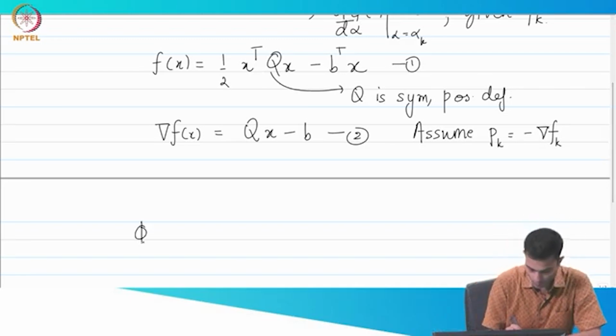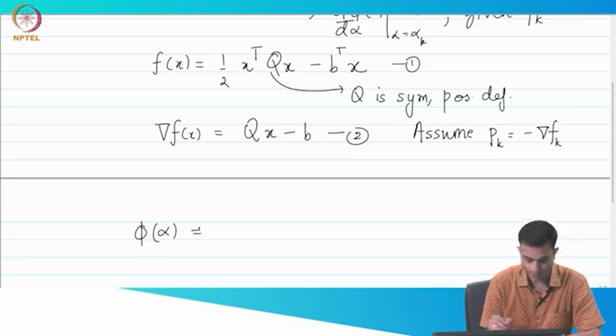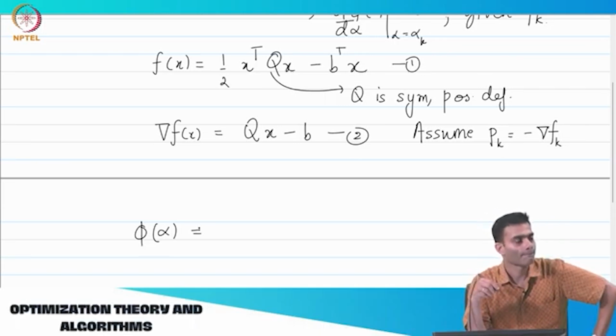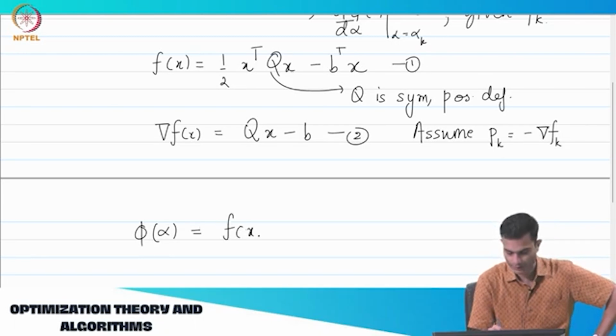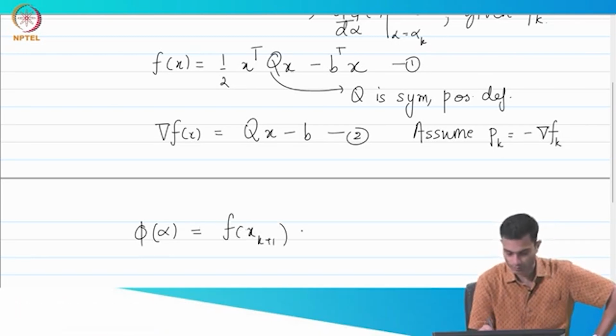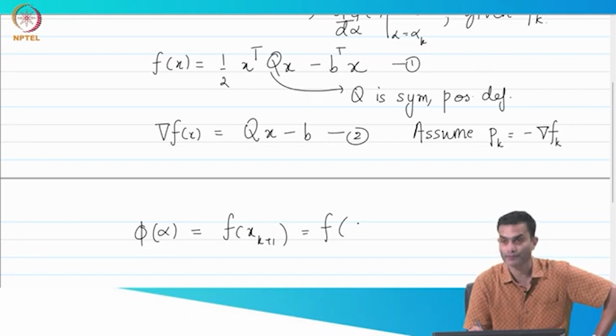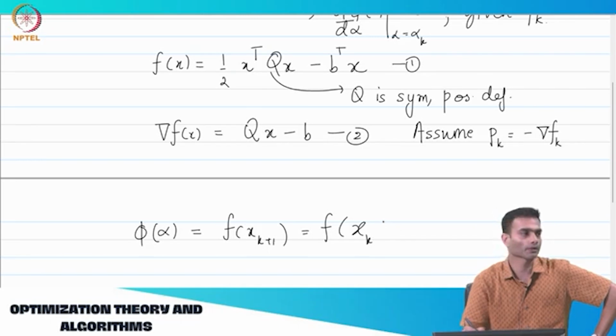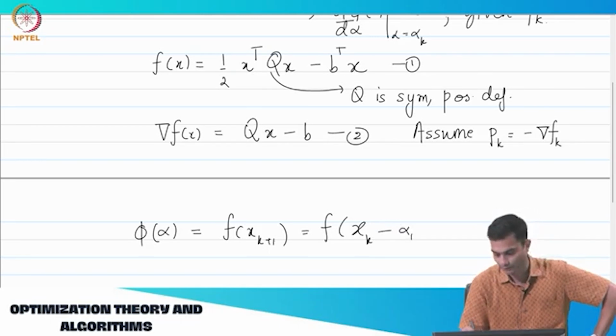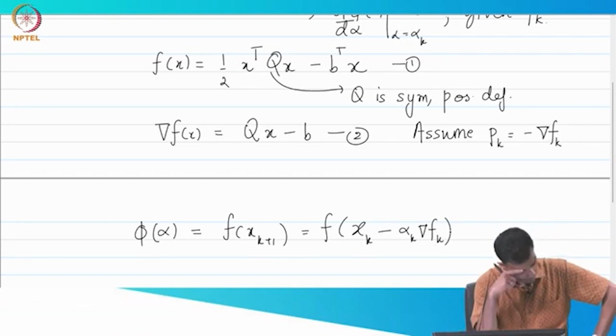So our old friend phi of alpha, how did I define phi of alpha? It's f of xk plus 1, which, if I write it in terms of xk, is f of xk plus alpha k pk, but pk is already assumed to be negative grad. So minus alpha k grad f k.